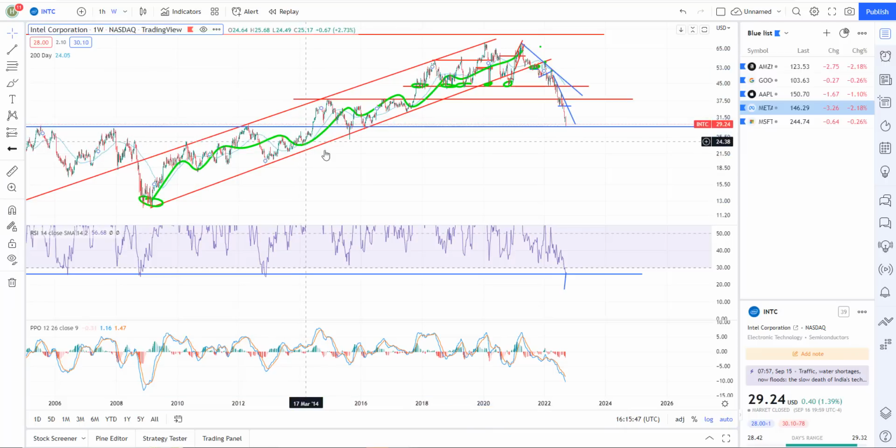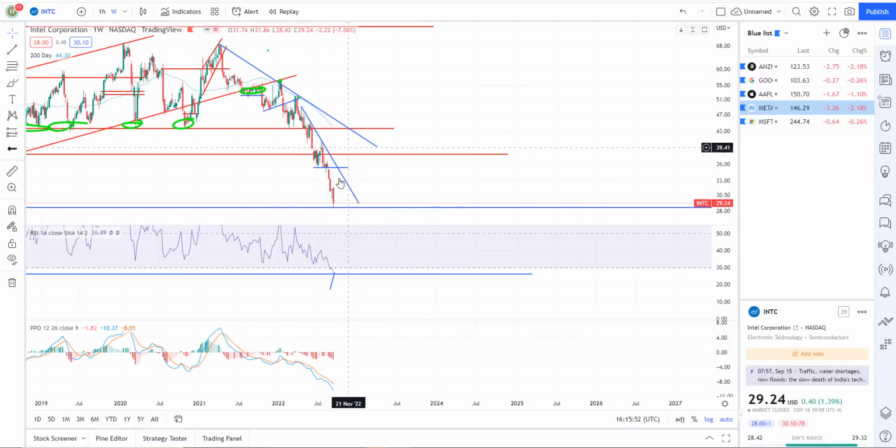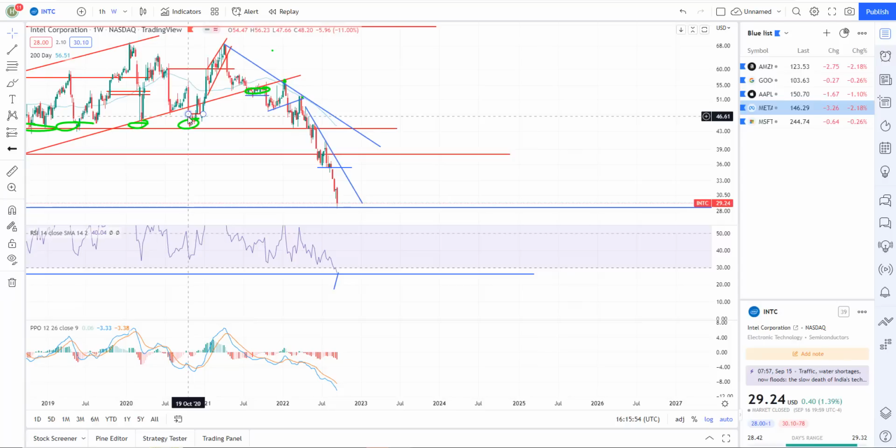However, the bull market is done. Intel broke its bullish trend. If I roll out, again on a weekly chart, we had one little breakdown here. They recovered it, so it was kind of a bear trap.